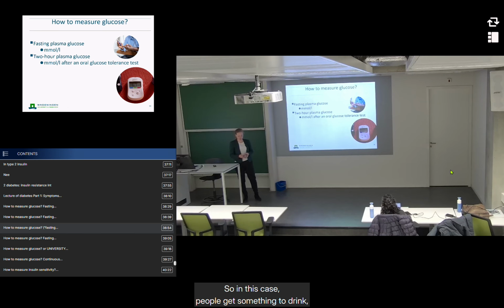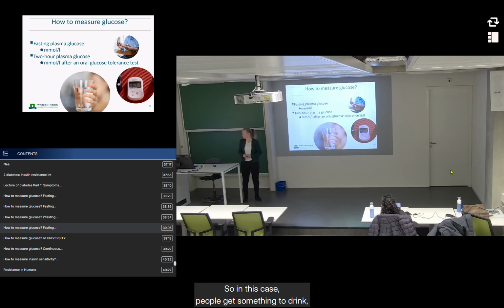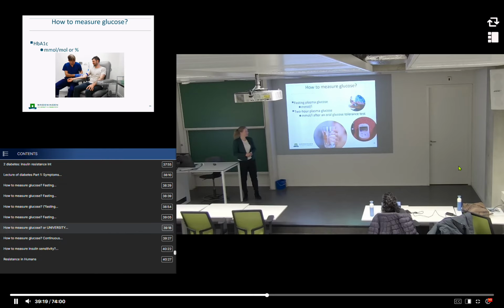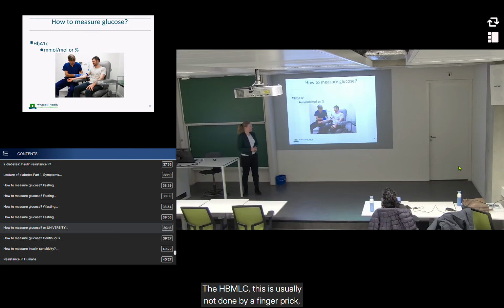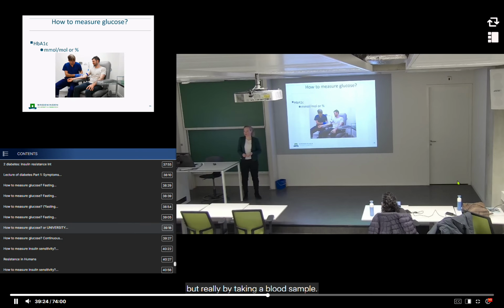So in this case, people get something to drink, a solution with a known amount of glucose, and then we can estimate how much their glucose level should rise 2 hours after the test. So this is a different way of measuring the glucose levels. Then we have the HbA1c. This is usually not done by a finger prick, but really by taking a blood sample.